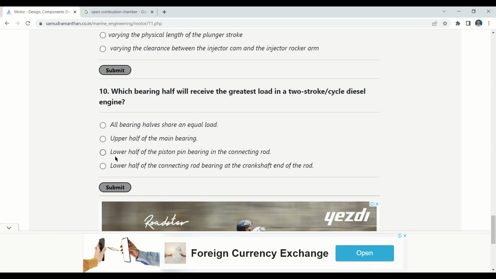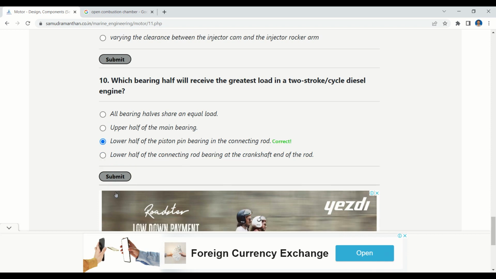Which bearing half will receive the greatest load in a 2-stroke cycle diesel engine? All bearing halves share an equal load, upper half of the main bearing, lower half of the piston pin bearing in the connecting rod, lower half of the connecting rod bearing at the crankshaft end of the rod. The correct answer should be lower half of the piston pin bearing in the connecting rod, because after the combustion process, this is the place where maximum loading happens. All of the force is transmitted through this to the crankshaft. So this should be the correct answer.